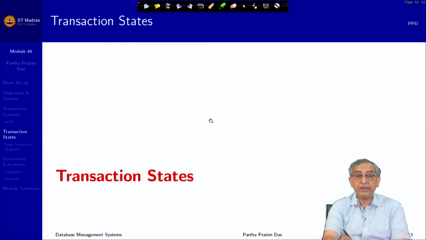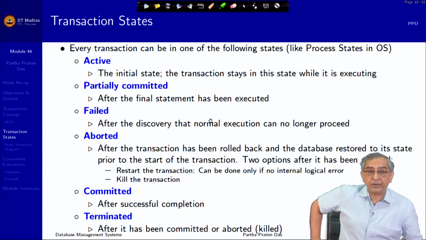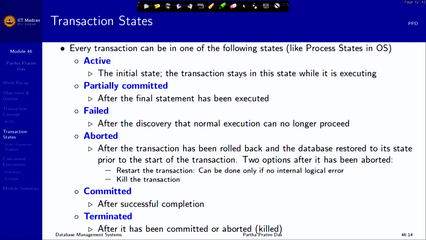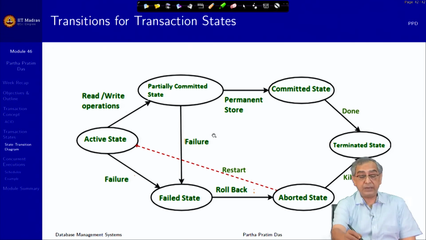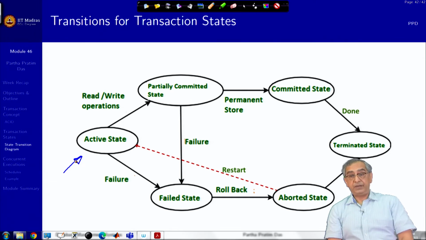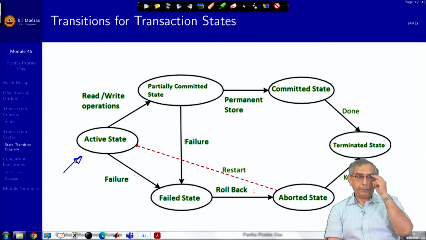Now, transactions are like processes, right? You have known processes, threads. So, in operating systems you have seen that there are states in which a process is. Similarly, a transaction could be in several different states which are described here. Let me go to the state transition diagram and explain this. So, this is a basic state transition diagram. Initially, the transaction is in active state, that is when it has begun.